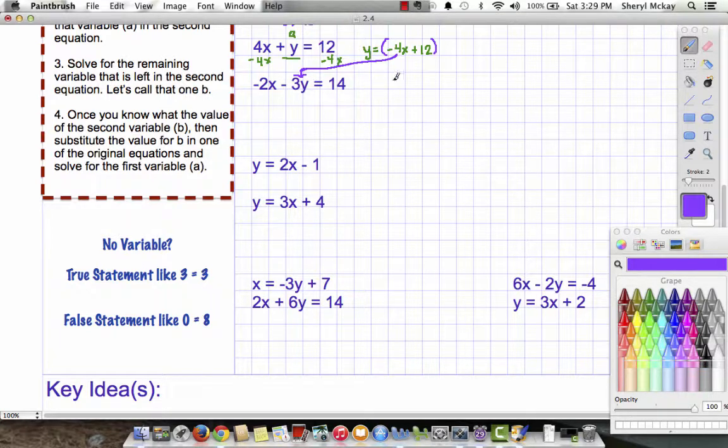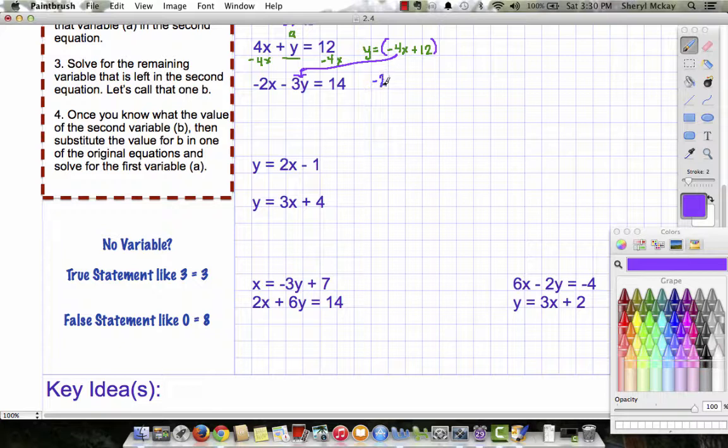And I'm going to rewrite that. So I'm going to write negative 2x minus 3 times y. And what's y equal to? It's equal to negative 4x plus 12. So I'm going to write negative 4x plus 12 equals 14. So I've rewritten this equation, negative 2x minus 3y equals 14, and I've replaced the y with what y happens to be equal to, negative 4x plus 12, right here. Okay? Now I just have to solve it.